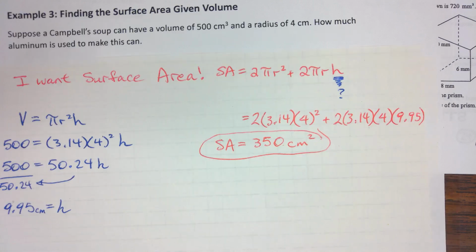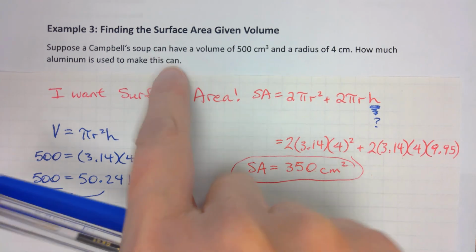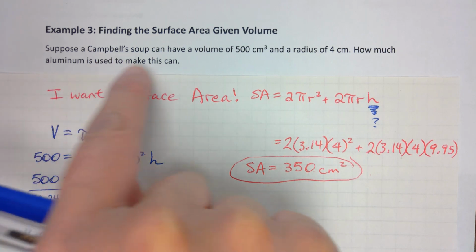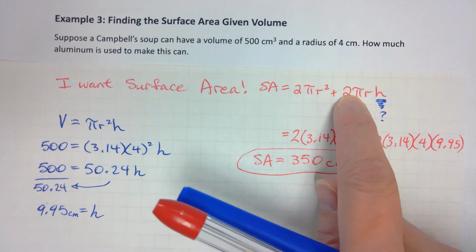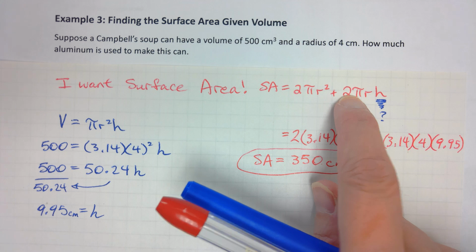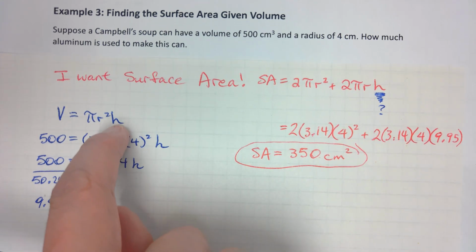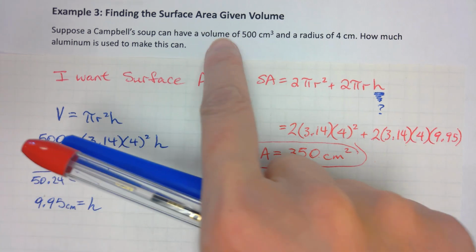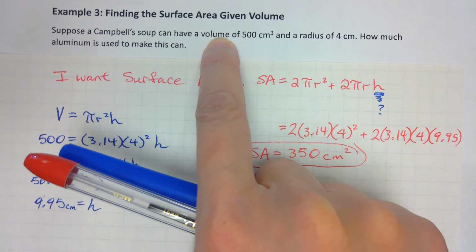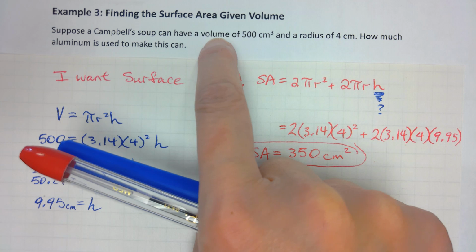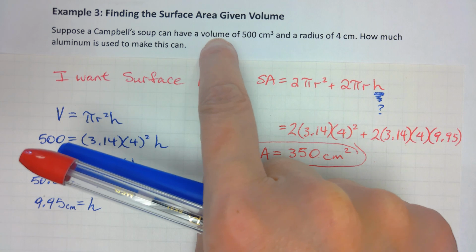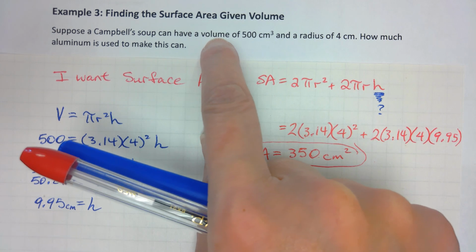All right. So as I said, the trick with this one is I know I'm looking for surface area, but I can't jump right into the formula because I don't have all the info. And so that's why you have to use the volume. I guess your hint is that it tells you the volume. So that tells you that I should probably use the volume formula. Okay.